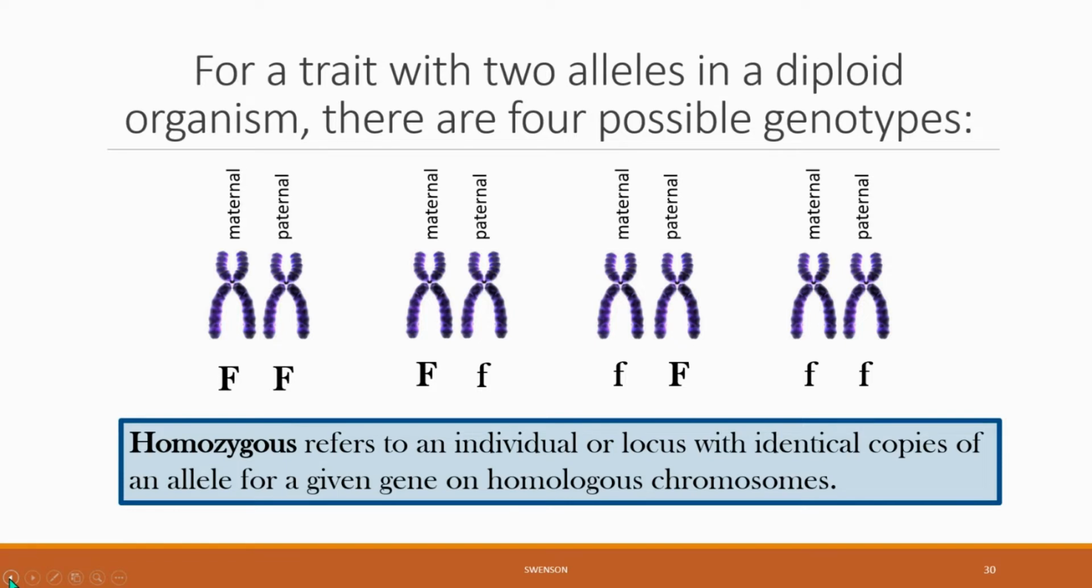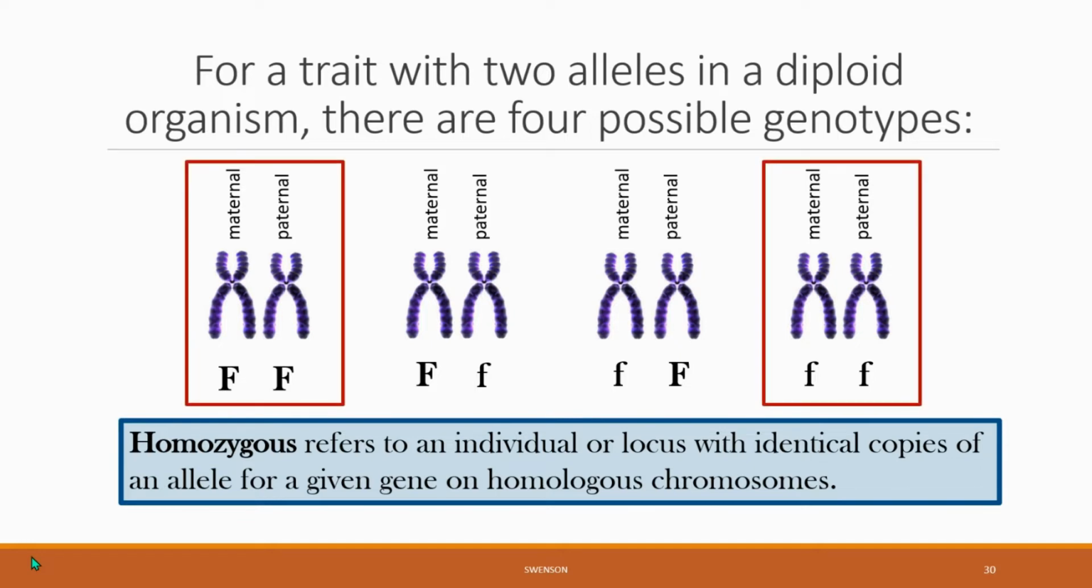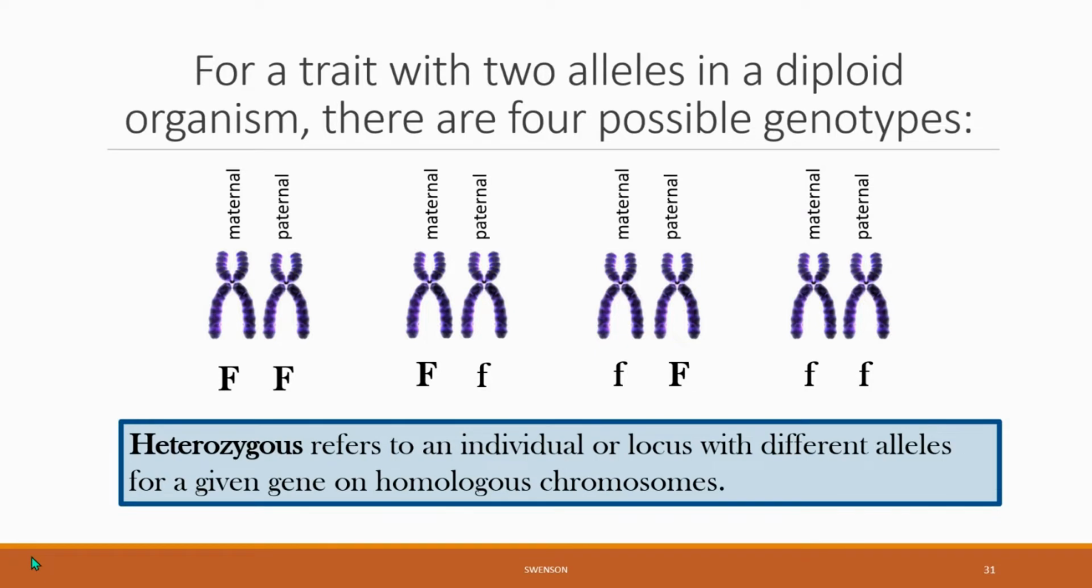Now, let's define the term homozygous, which refers to an individual or locus with identical copies of an allele for a given gene or on the homologous chromosome. So let's look at an example here. In this case, having both alleles for freckles, two capital F's, or both alleles without the genetic sequence for freckles, two lowercase f's, these two individuals are homozygous. This might help a little bit more.